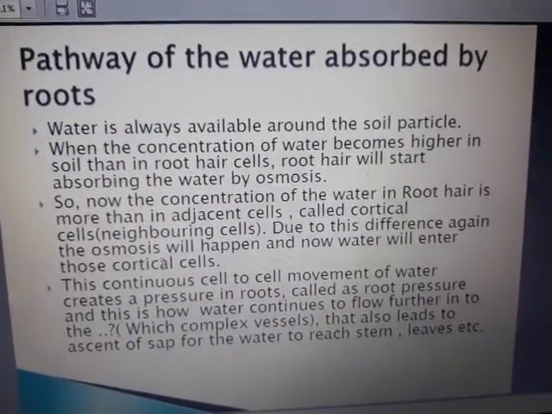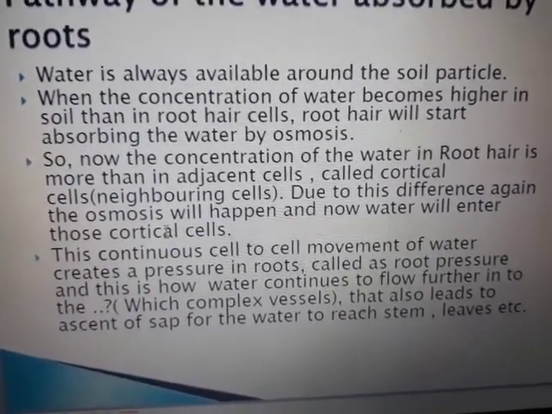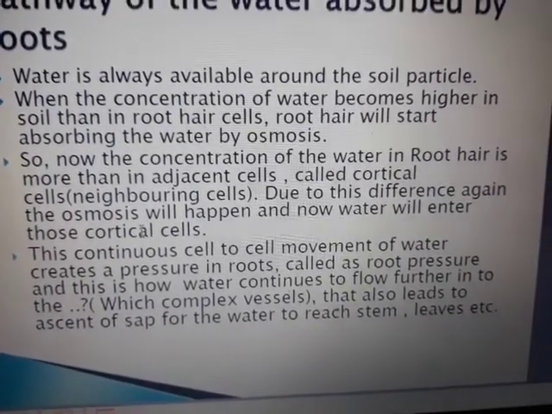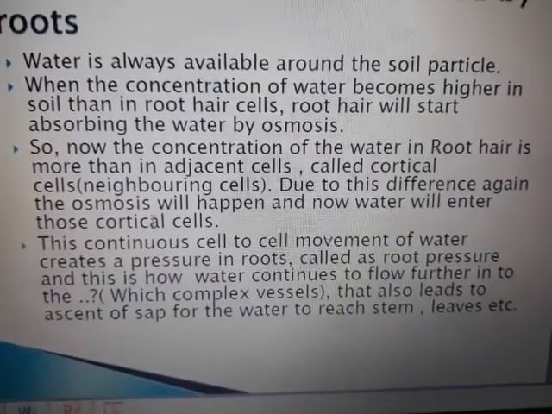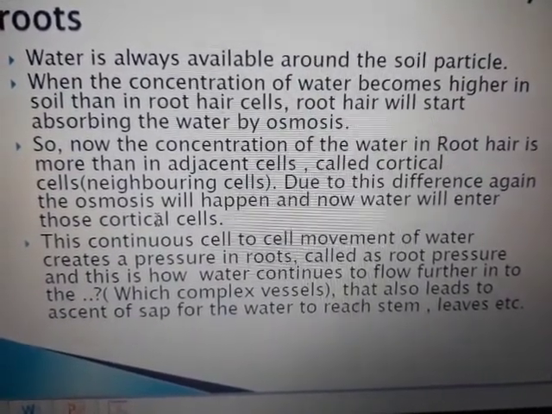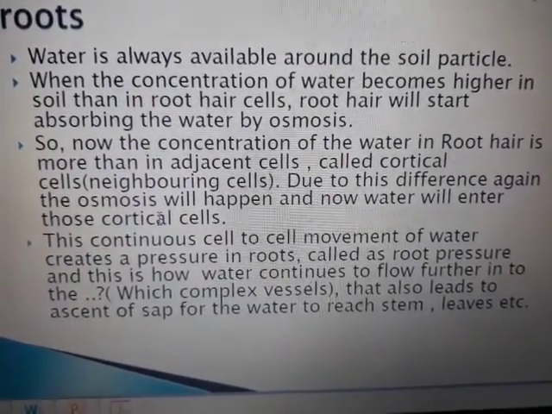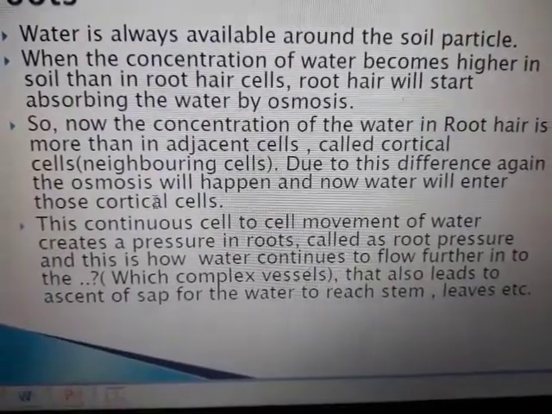Now, the pathway of the water absorbed by the roots. Let us just see how the water flows. Water is always available around the root. When the concentration of water becomes higher in the soil than in the root hair cells, the root hair cells will start absorbing the water by osmosis. Now the concentration of the water in the root hair cell is more than in the adjacent cells.